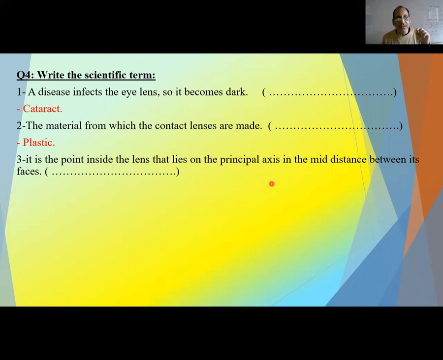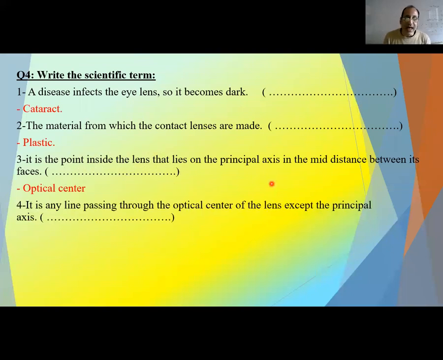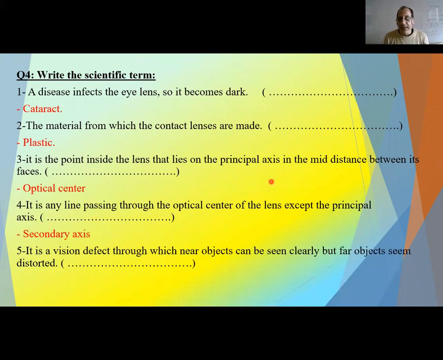It is the point inside the lens, lies on the principal axis in the mid distance between its faces. There is only one point in the middle, which is the optical center. Number 4, it's any line passing through the optical center of the lens except the principal axis. Of course, it is known to be the secondary axis. Number 5, it is the vision defect through which near object can be seen clearly. Near, so we go toward short right away. But far objects seem distorted or not clear. So short sightedness.